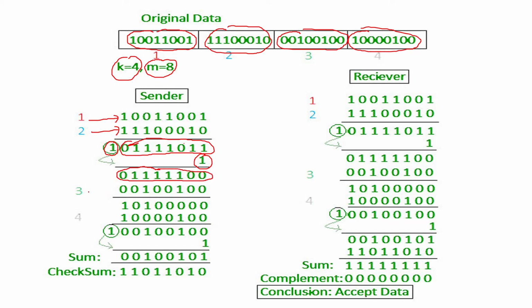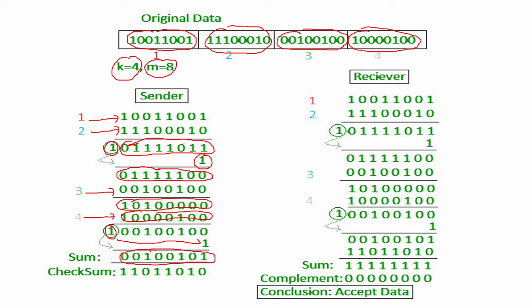Then you add the third set of data. This is your third set of data, and you will get this sum. Then you add the fourth set of data, and you will get this sum. In this addition, you are again generating a carry. That carry will again be added and you will get a sum here. This will be the sum of all the 4 sets that you have added.